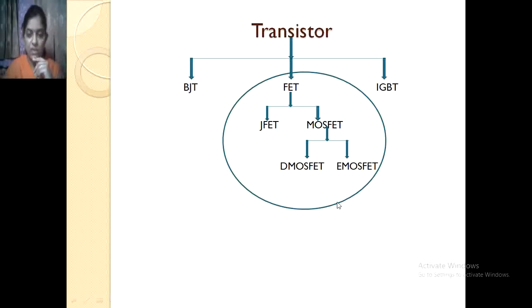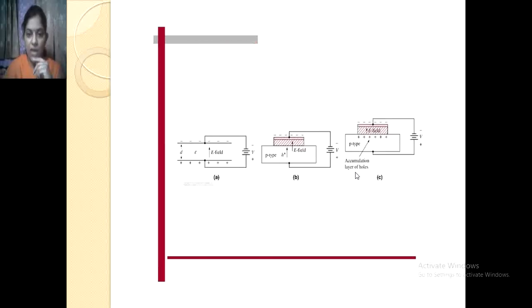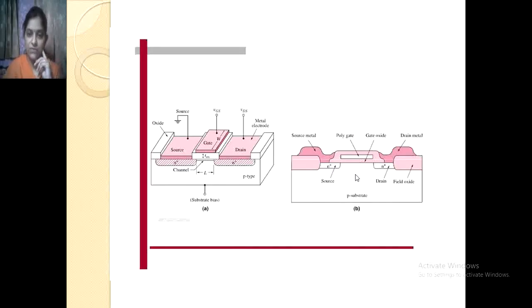So construction of the E MOSFET we have already seen. There is no channel present. Then after applying the field, what will be the effect on the E channel MOSFET we have seen. So here also again there are three terminals, and if we apply a positive voltage to the gate, the E channel MOSFET starts conducting the current, ID current.